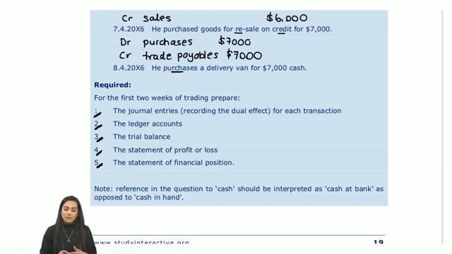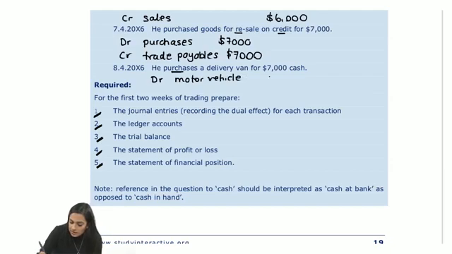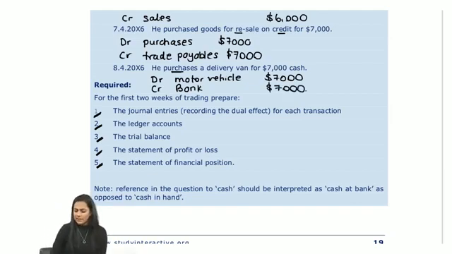So if you buy a delivery van, your assets go up. But then if you bought it for cash, meaning the bank account balance will go down. So asset goes up and then it comes back down again. So what you will do is debit motor vehicle, $7,000, and then you credit bank, $7,000. Okay. Now we don't have a T account for motor vehicle, so let's open one up.